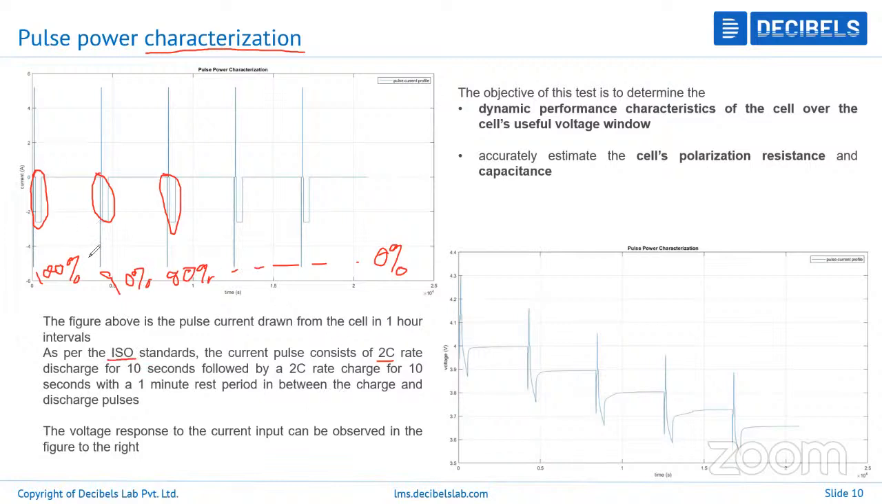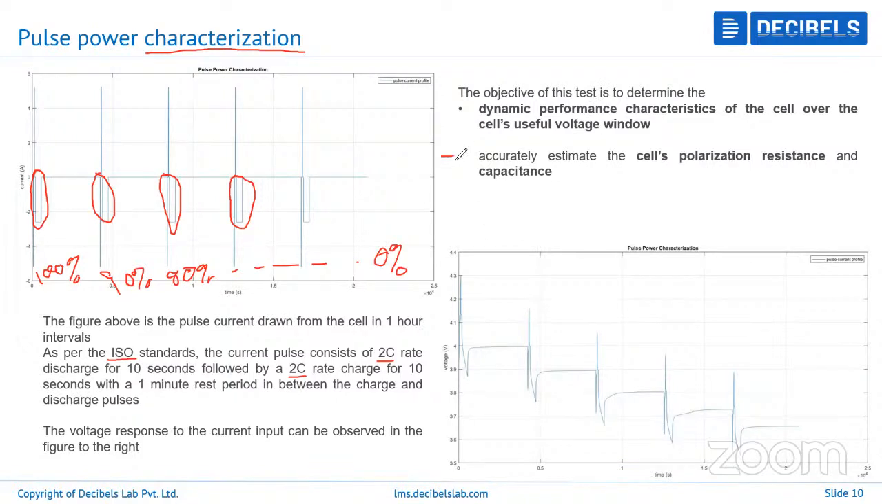So every time there's a pulse provided, it will be discharged at 2C and then charged again at 2C, and then finally it will be discharged every pulse. It will be discharged at 10%. Okay, so this is why pulse power characterization is performed. At every pulse, you are able to measure the resistance, the internal resistance, and also the capacitance of the cell. So this is nothing but battery internal parameter estimation. That is why this particular test is done.